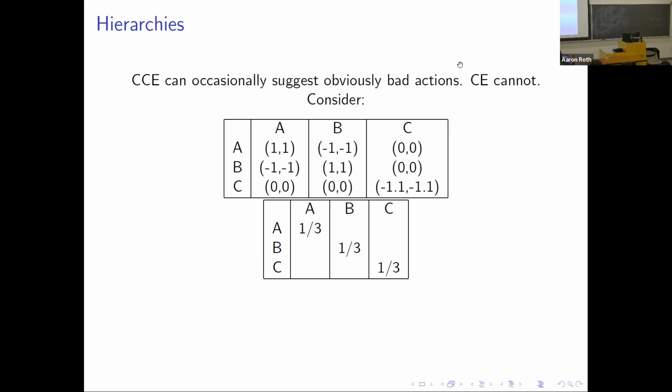So this is not a correlated equilibrium, because if I get the A suggestion, great, I'm going to play A. It's a great idea. If I get the B suggestion, great, I'm going to play B. It's a great idea. But if I get the C suggestion, well, I know that if you play according to the correlated equilibrium, you're going to play C as well. I would be better off playing A or B. So it's not a correlated equilibrium because one of the signals, C, is not a best response conditional on that signal.